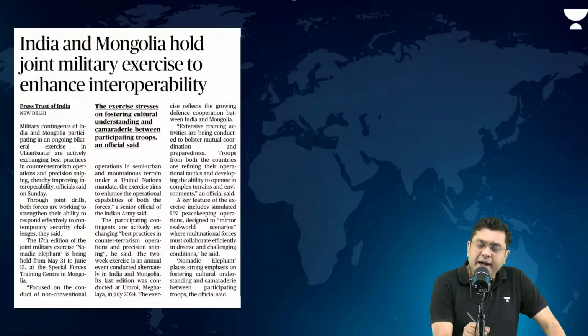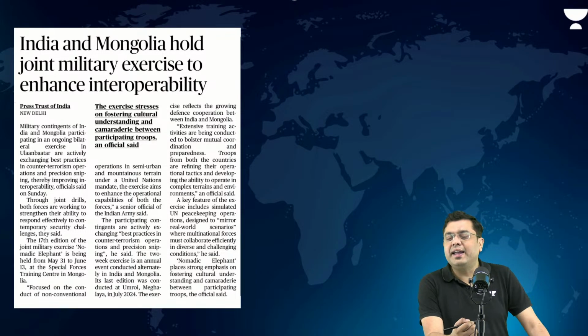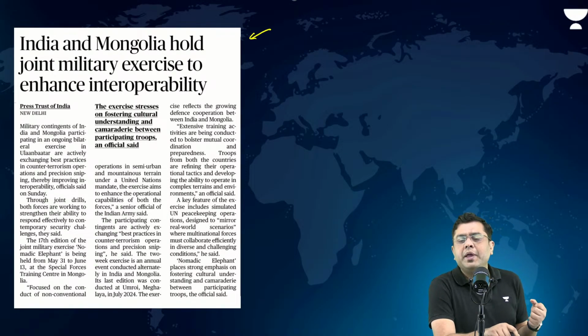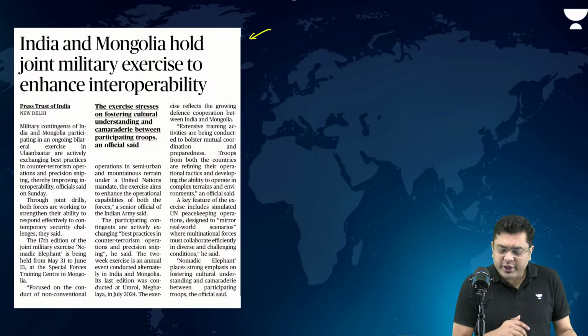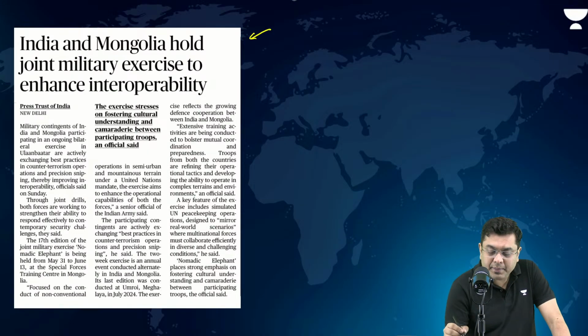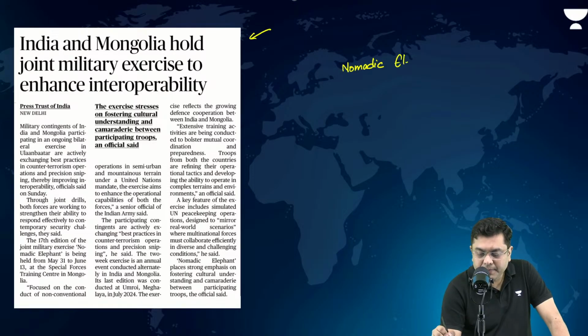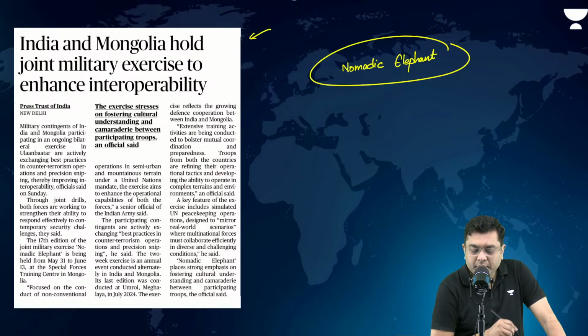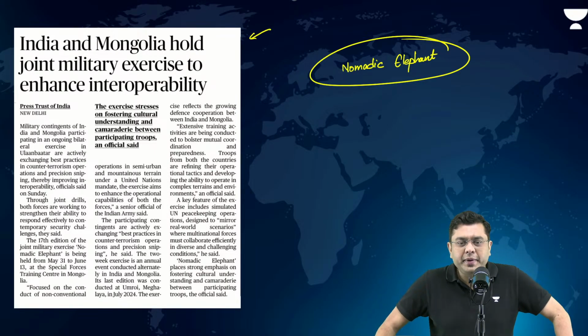Then India and Mongolia hold a joint military exercise on counter-terrorism, and they have been holding this exercise in the region of Ulaanbaatar, in a semi-urban setting and some amount of mountainous settings as well, in order to exchange best practices when it comes to counter-terrorism. For your prelims, what you need to know is the name of the exercise with each country. I hope you are holding a repository of the names of the exercises. So the exercise name is Nomadic Elephant. Okay, that is the exercise which is being conducted right now.